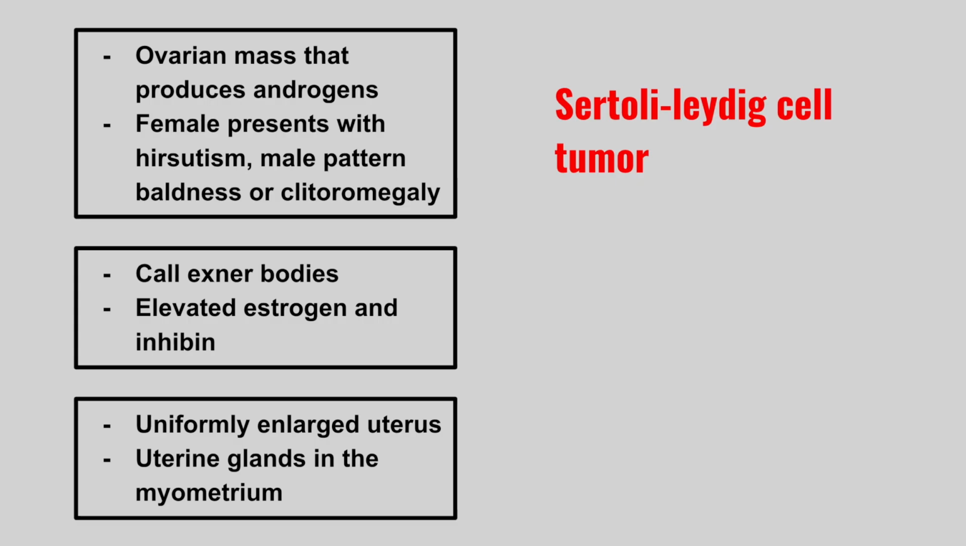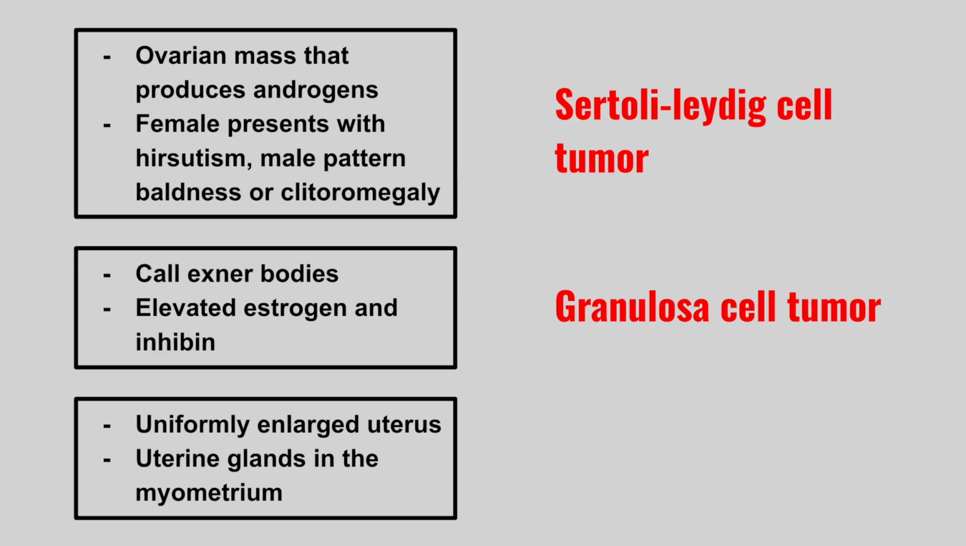Next, we have a tumor that has Call-Exner bodies, and we see elevated estrogen and inhibin. So this is a granulosa cell tumor. This one often presents in females in their 50s, and because of the estrogen production, they can also have postmenopausal bleeding because remember, estrogen leads to endometrial hyperplasia, and it can lead to endometrial dysfunction and bleeding.